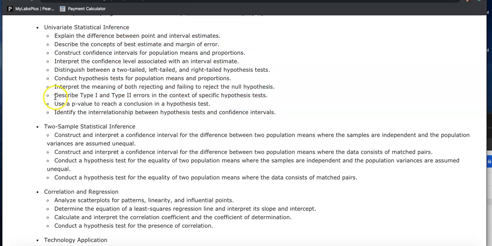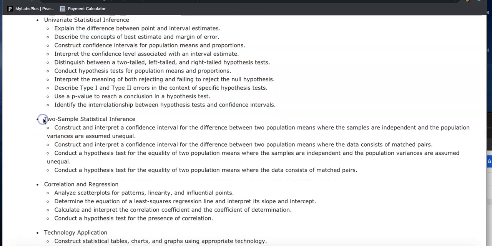But there was one thing that I never really did, which was describing type 1 and type 2 errors. So I am going to go over 9.4 so that we can make sure to cover this very topic, describing type 1 and type 2 errors in the context of a specific hypothesis test. So chapters 8 and 9 are the big part of the inference section.